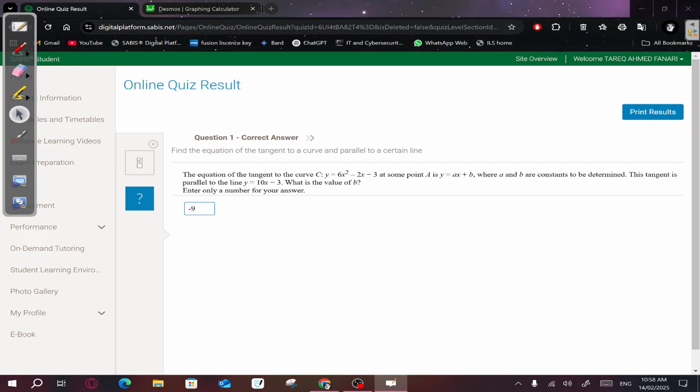The tangent is parallel to the line y equals 10x minus 3. What's the value of b? Now, first we derive dy by dx: 12x minus 2. Okay, a constant always differentiates to 0. Now, this is our gradient, our slope. Remember, the slope of the line that the tangent is parallel to is 10. Now, again, they have the same slope, or the same gradient.